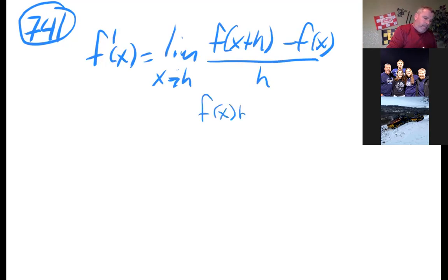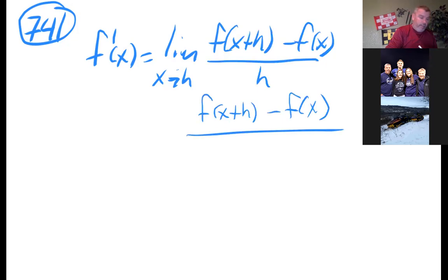It would be the slope between those 2 points: x, f of x, and x plus h, f of x plus h. But this is really what it would look like, wouldn't it? Can you see why it simplifies to just h on the bottom? Sometimes people think this is way different than the slope formula, but it's not. It is the slope formula.